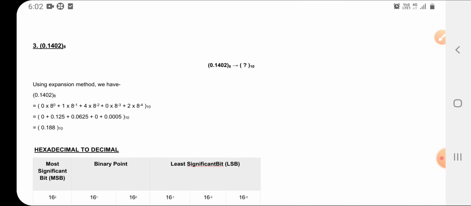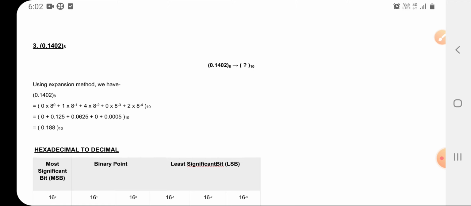So 0 only is in the integer part. 0 into 8 power 0 plus, after the octal point, you have 1 into 8 power minus 1 plus 4 into 8 power minus 2 plus 0 into 8 power minus 3 plus 2 into 8 power minus 4. So they have substituted the value for 8 power minus 1, 8 power minus 2, 8 power minus 3 and minus 4. Then after that you have to find the sum. Okay, to find the value.